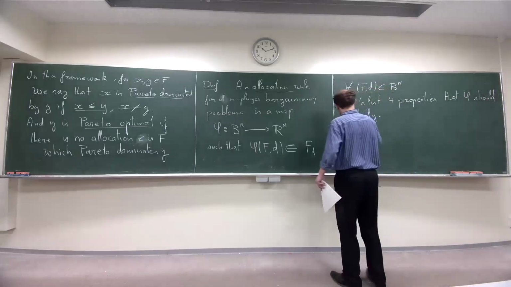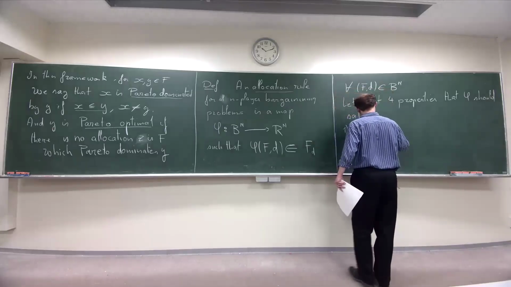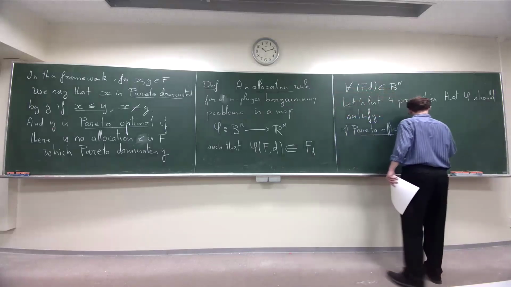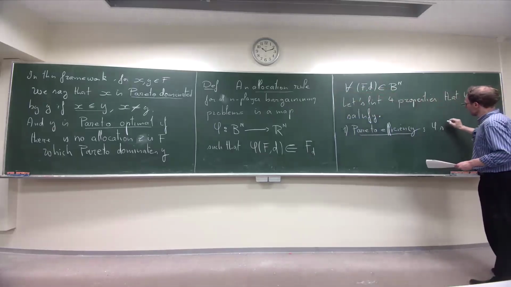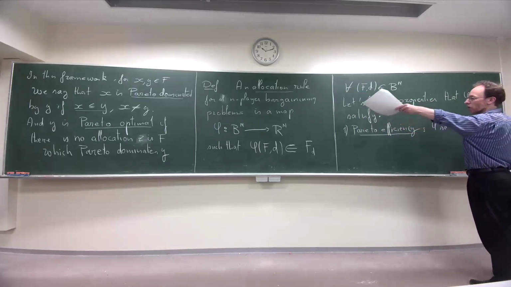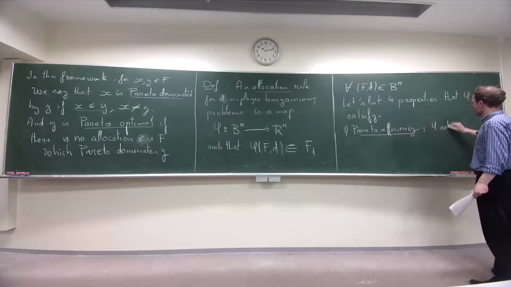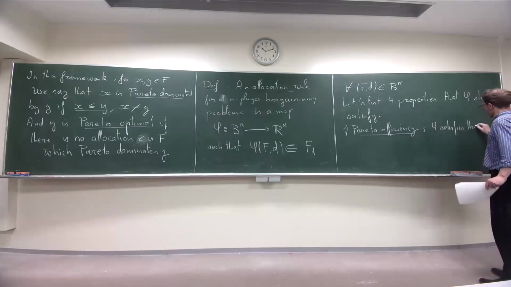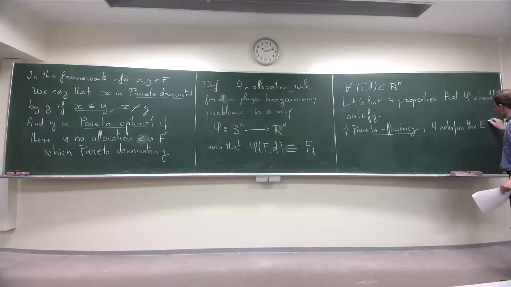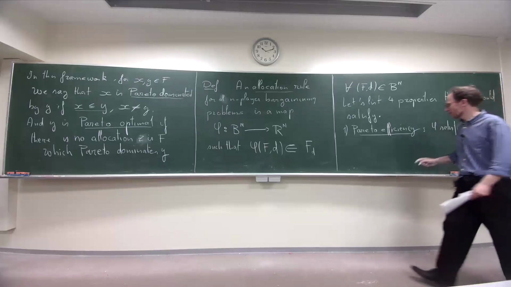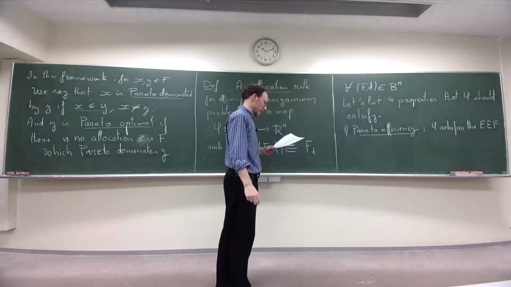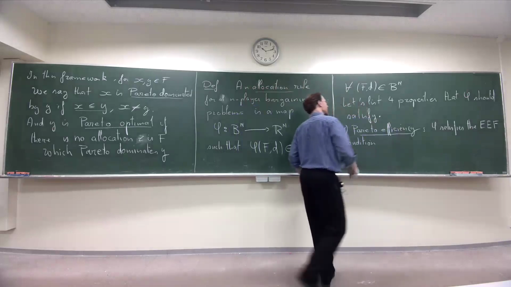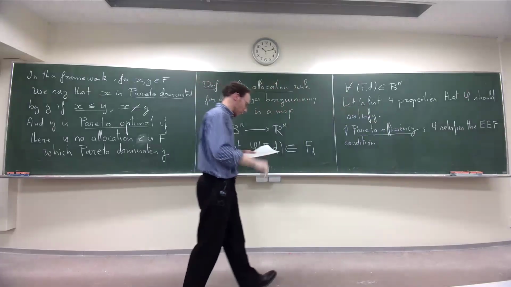So the first one is related to the Pareto condition. It's called the Pareto efficiency. So phi is a function from the set of all bargaining problems to Rn. It satisfies the EEF condition. I don't know exactly what the letters stand for, efficiency, probably. These letters are not from me. It's probably some classical names.